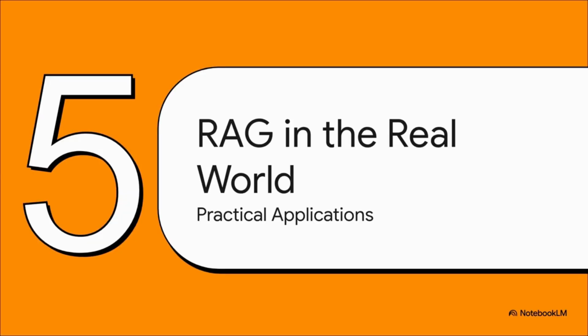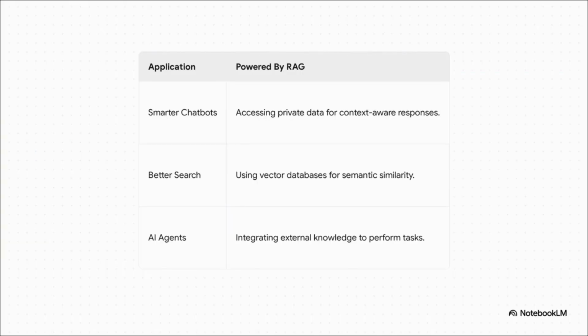Okay, so this isn't just some lab experiment. RAG is already out there in the wild, powering a lot of the applications you might be using every day, making them way smarter and way more powerful. So think about a customer service chatbot, right? With RAG, it can tap into a company's latest product manuals or private knowledge bases to give you a perfect, helpful answer instead of just some generic script. Or what about search? It lets you find results based on meaning, what we call semantic similarity, not just matching keywords. And for those really complex AI agents that have to perform tasks, RAG gives them the superpower to pull in external knowledge on the fly to actually get the job done.